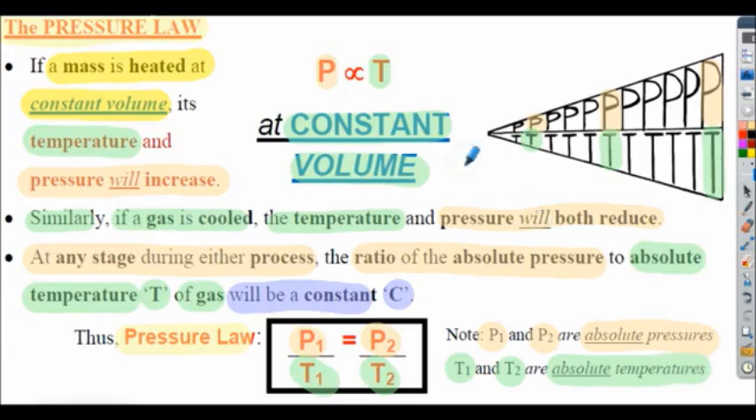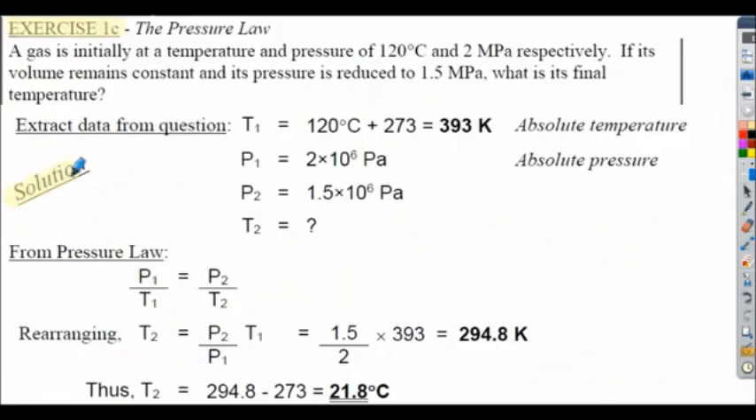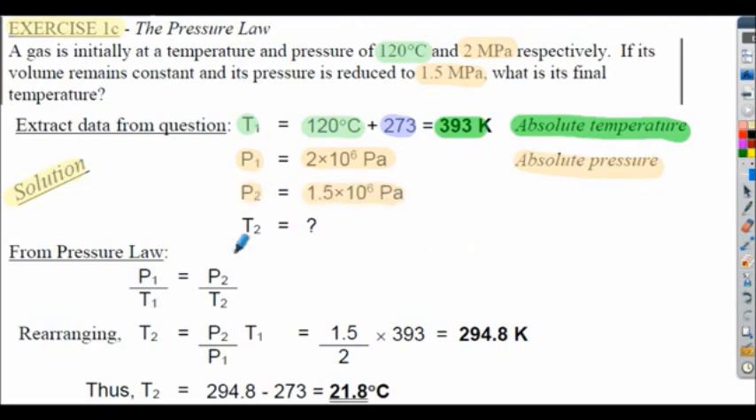Let's now consider an example of the pressure law. Exercise 1C, the solution. Extracting information from the question, T1 is 120 degrees C, converted to absolute temperature here in K. Pressure P1, given in the question, is 2 megapascals. These are absolute pressures here. Final pressure given in the question, 1.5 megapascals. We have to determine T2 in this particular case.